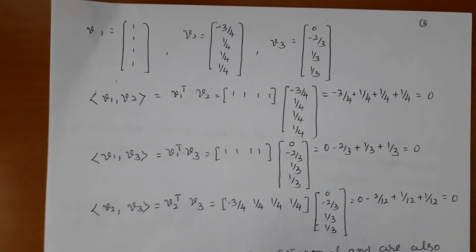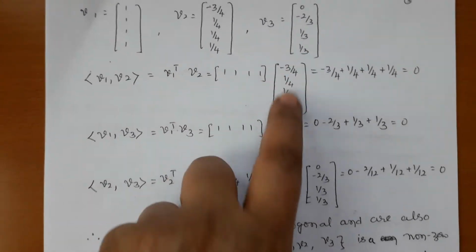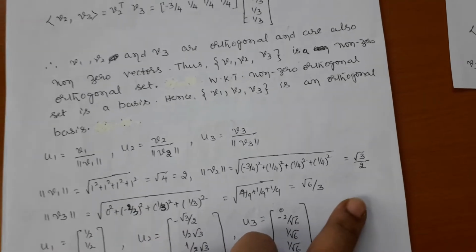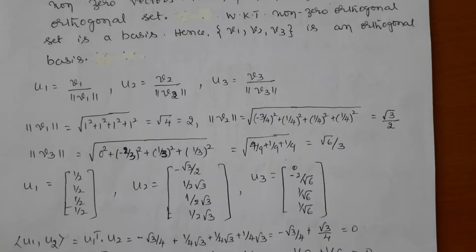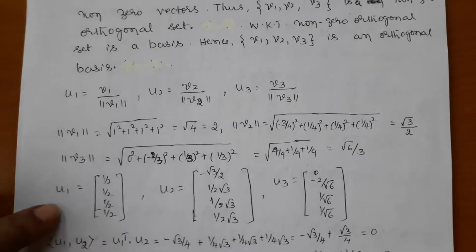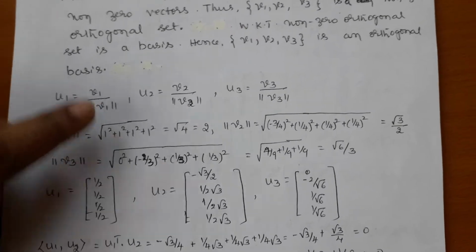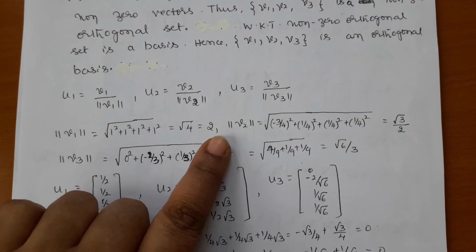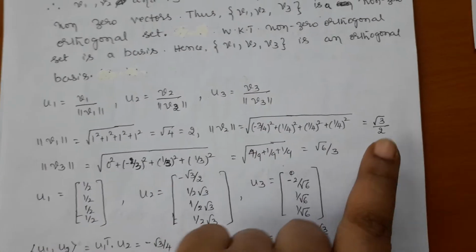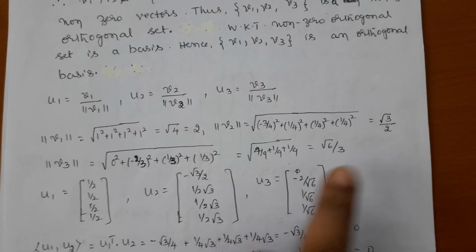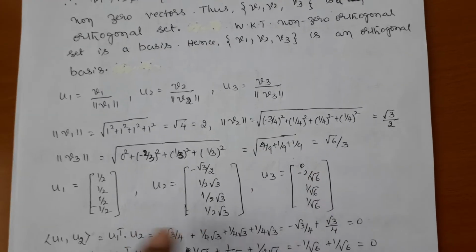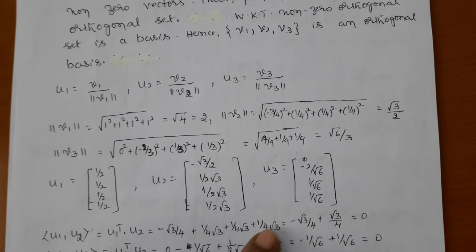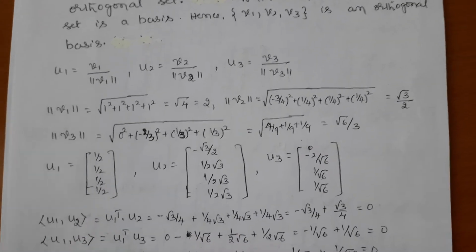Norm of V2 means the square of each of the V2 values. Similarly, I have to take the square of each value of V3 for the norm of V3. Take the square root and simplify, and this is the value we get. Once we get this value, substitute in U1. I divide V1 by 2, divide V2 by root 3 by 2, divide V3 by root 6 by 3. We finally get the vectors U1, U2, U3.